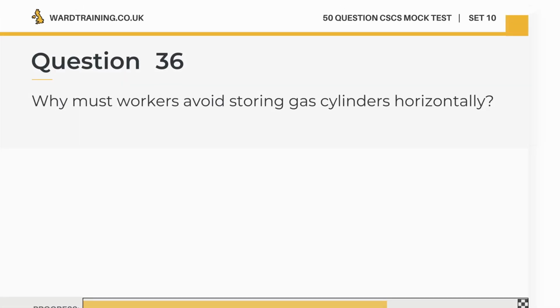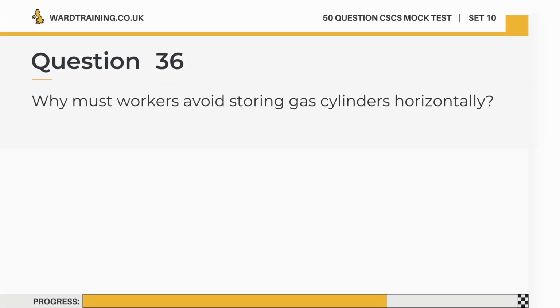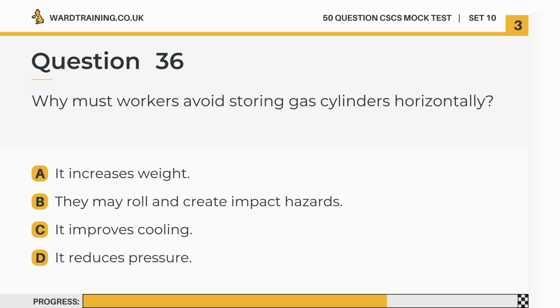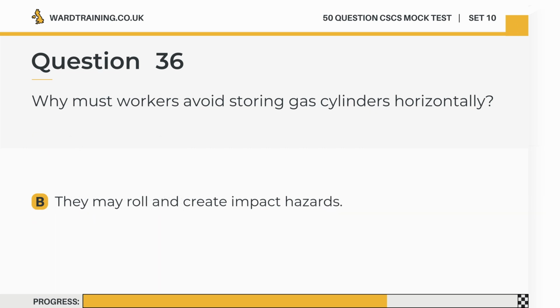Question 36. Why must workers avoid storing gas cylinders horizontally? A. It increases weight. B. They may roll and create impact hazards. C. It improves cooling. D. It reduces pressure. The correct answer is B. They may roll and create impact hazards.